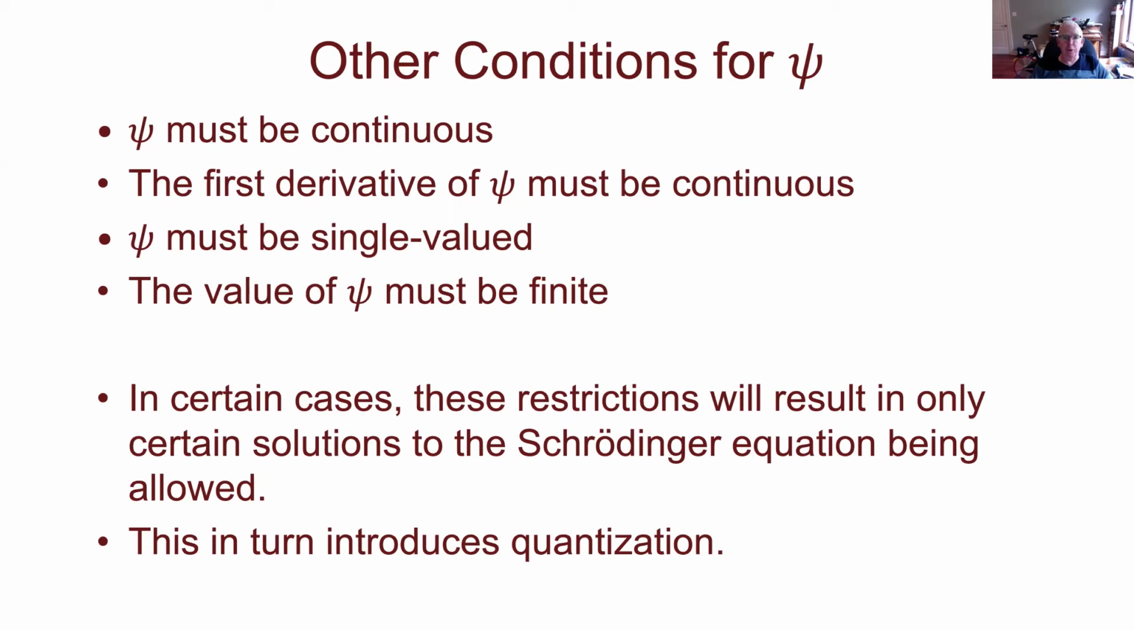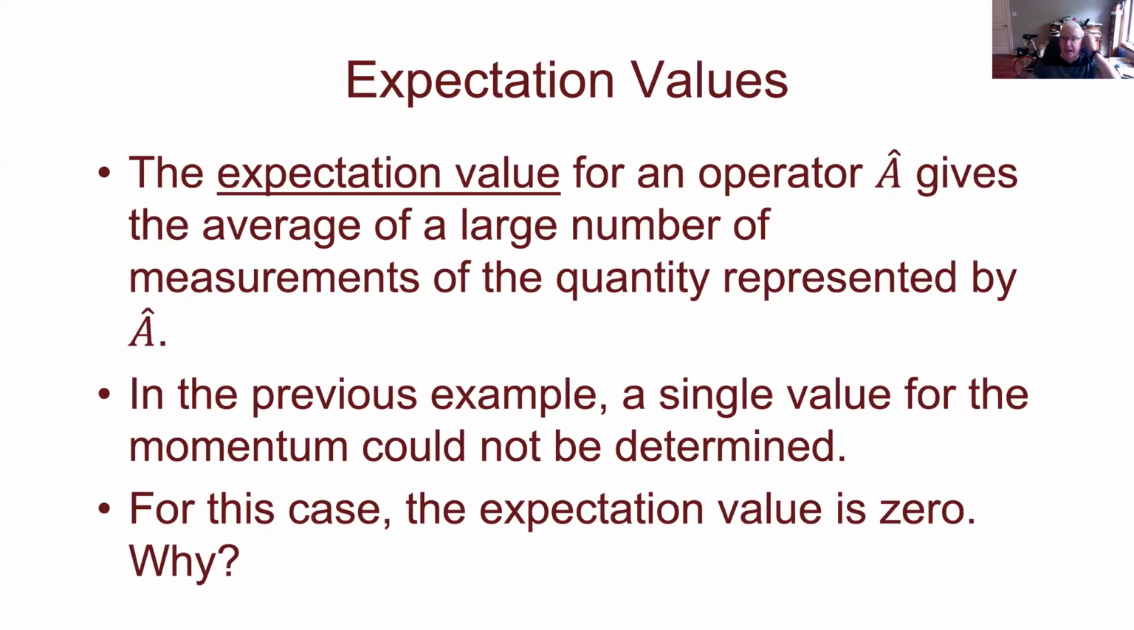I want to introduce one more idea about how we can get information about measurable quantities from wave functions, okay? And that is the notion of the expectation value. Expectation value is a phrase in quantum mechanics that says even for things where the wave function is not an eigenfunction of a particular operator, we can still often get some information about what to expect if we measure that property.